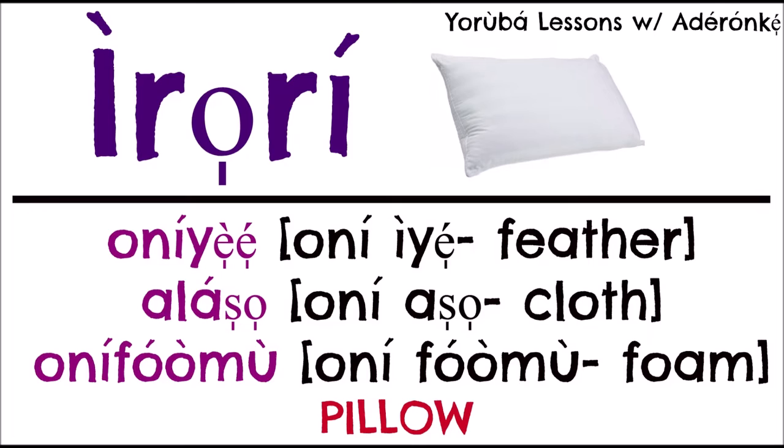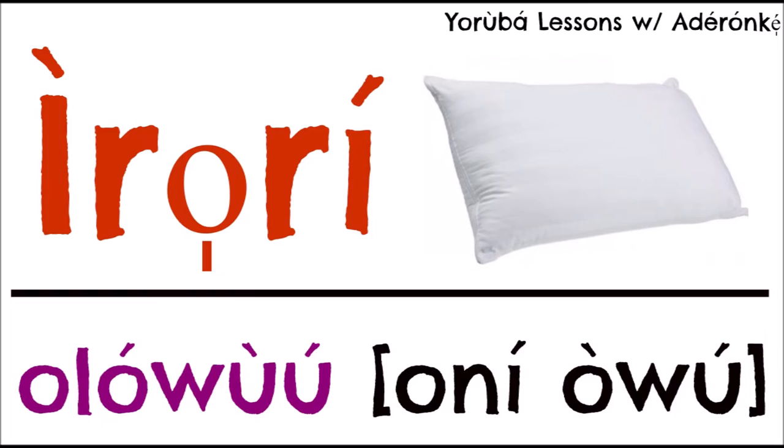Then we have irori. Apart from irori oniye and irori alasho, we have irori onifomu. Fomu is obviously foam. Or fuke fuke. I will address that shortly. We also have olowu. Owu is wool. So we have the ones that they will stuff with wool as well. Irori olowu.